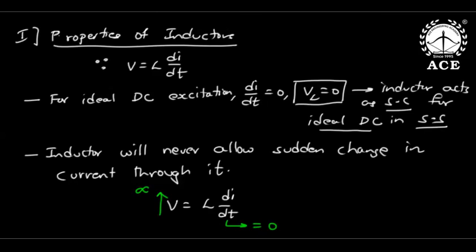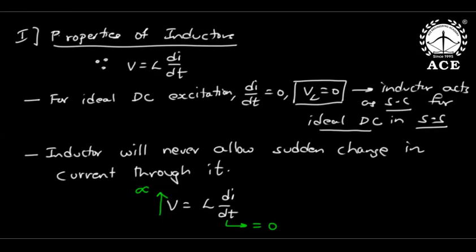Please understand this, everybody. Since V is L di by dt, if delta t is zero, then V becomes infinity. How can you generate infinite voltage in zero time, which is a violation of the law of conservation of energy? That is why this is not possible practically. The inductor will never allow sudden change in current in zero time, because infinite voltage would be a violation.